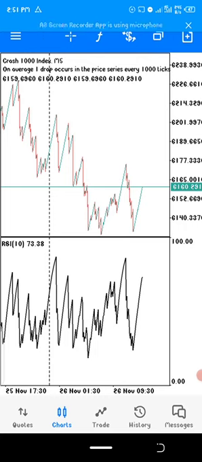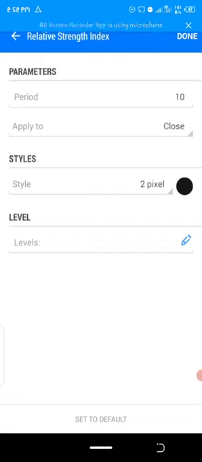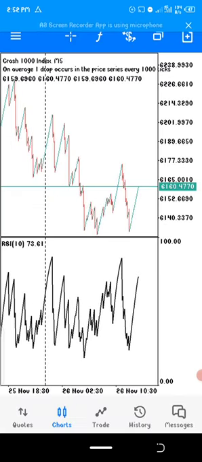All right, so those are the two zones we are going to be talking about, and I'm still going to be using the RSI 10 as my chart window. So for those asking for the indicator settings for the RSI, it is just a basic RSI indicator with the period set to 10, and it is applied to close. All right, so let's get on to it.